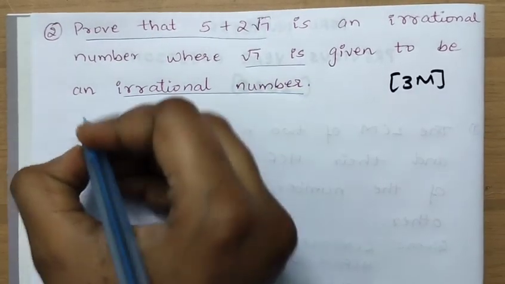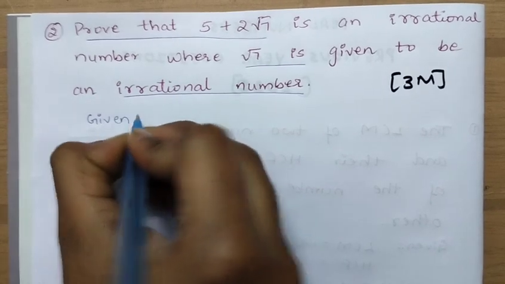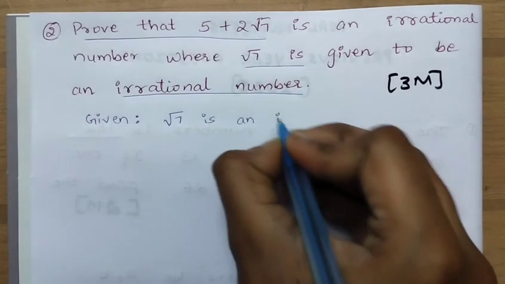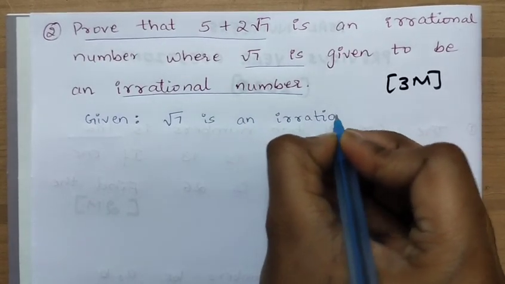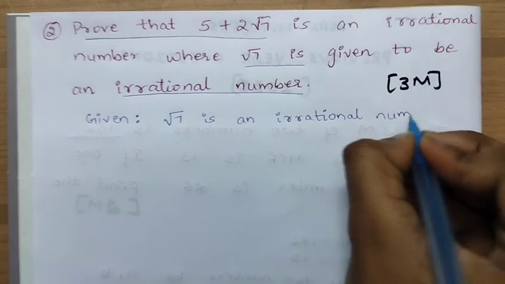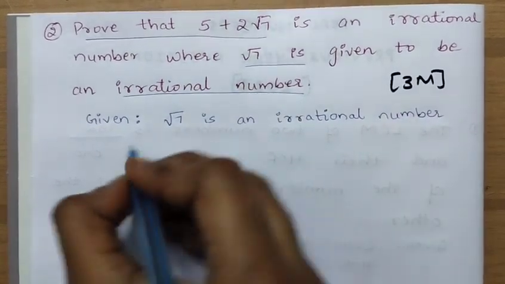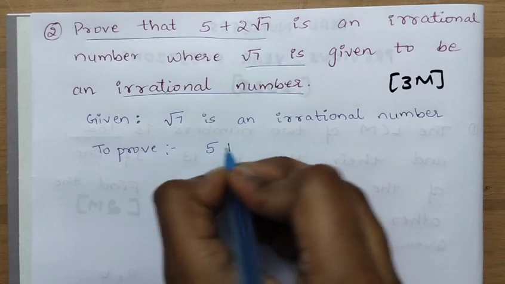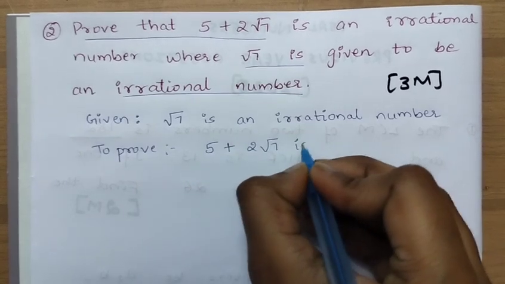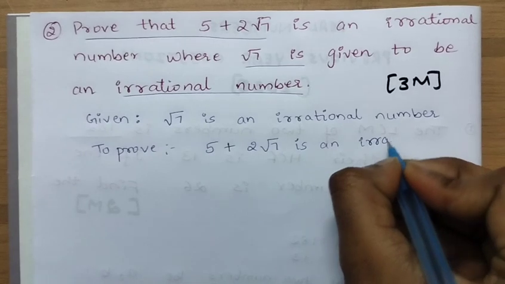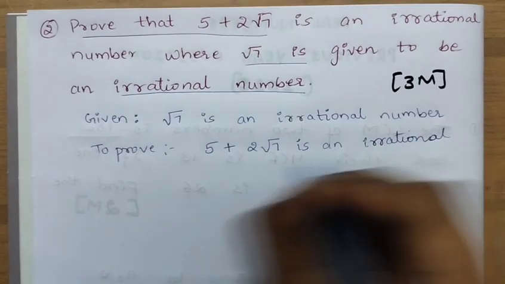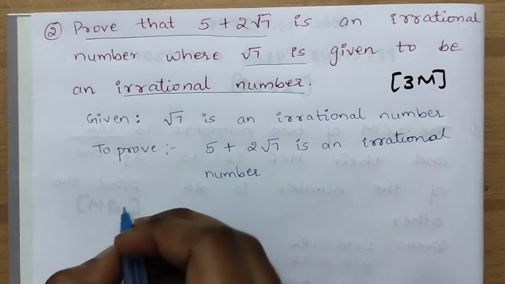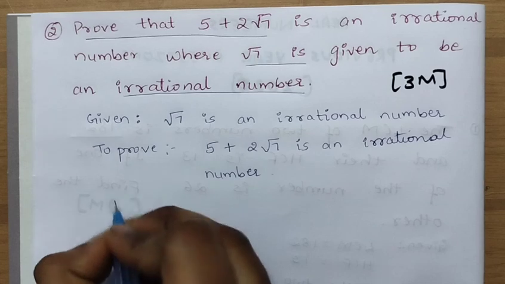So first let us record what is given. Given, root 7 is an irrational number. So what do we need to prove? To prove, 5 plus 2 root 7 is an irrational number. Very simple proof, students. Only you have to go with 5 steps, you will get the answer. So let us start with the proof.